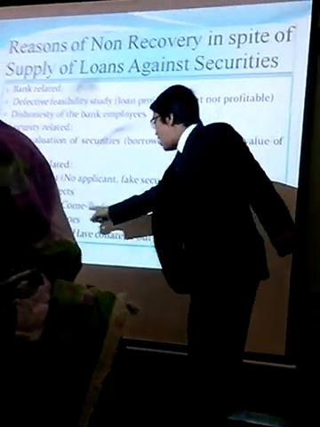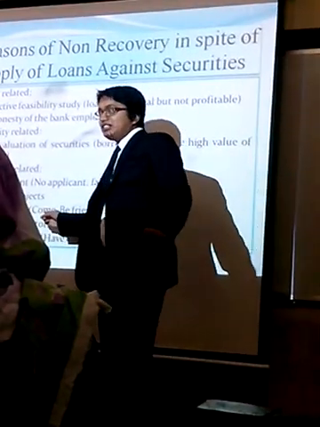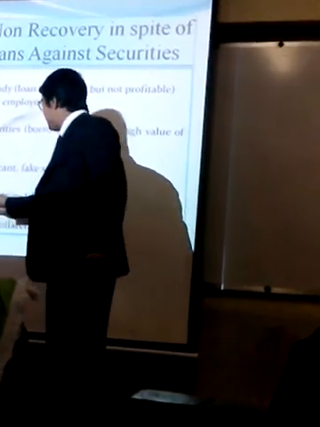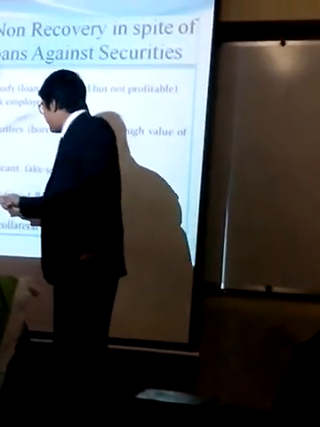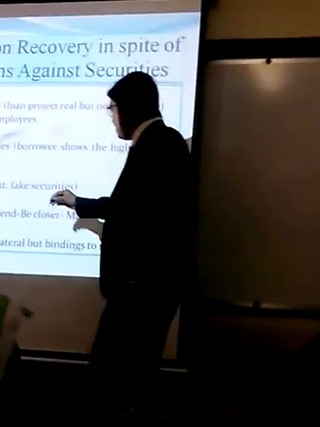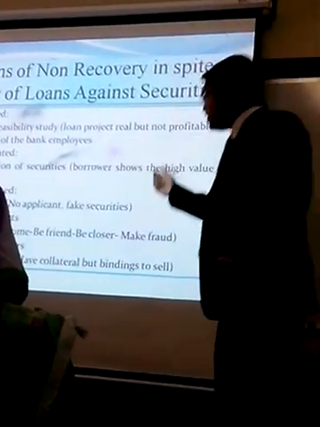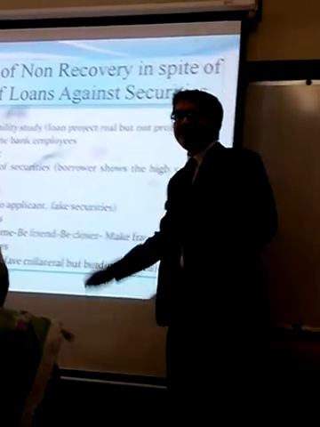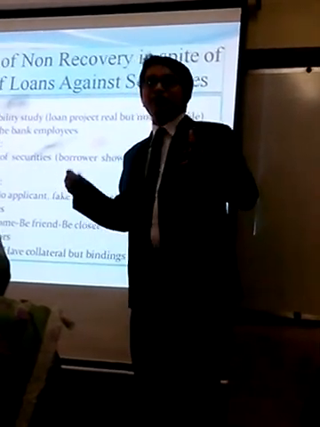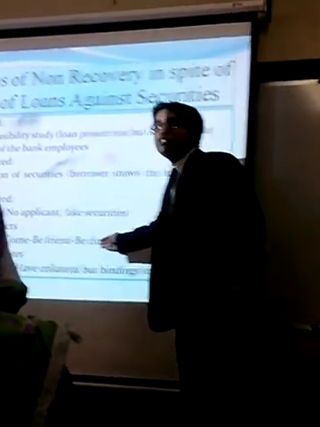Excessive trust: come, be frank, be closer, make fraud. How is it happening? Come to the point. Some cunning borrowers come to the bank, take a small loan, and repay the loan regularly. He becomes a friend of the bank, taking a small loan and paying interest on time. He takes several small loans, comes regularly to the bank, builds a good relation with the bankers, and has good interaction. That's why he gets closer to the bank.